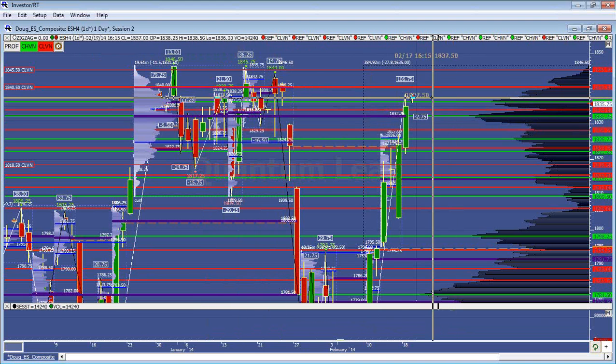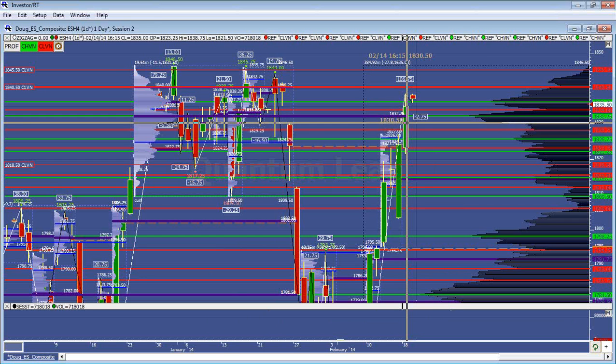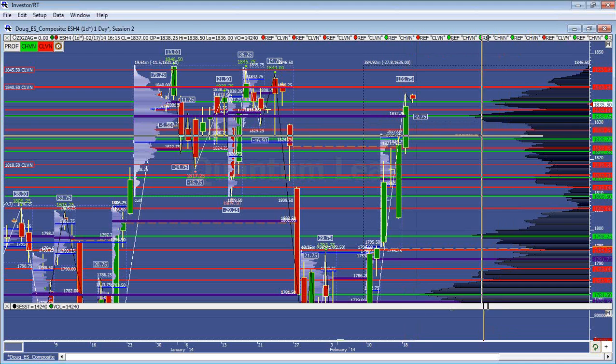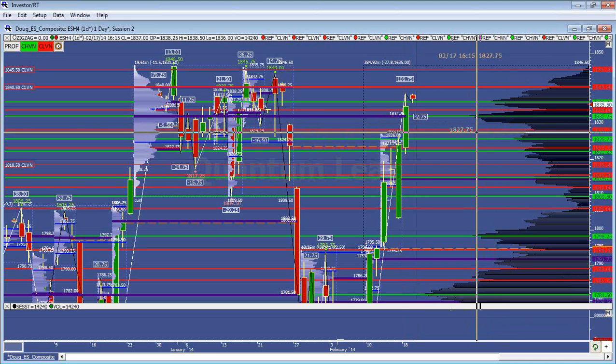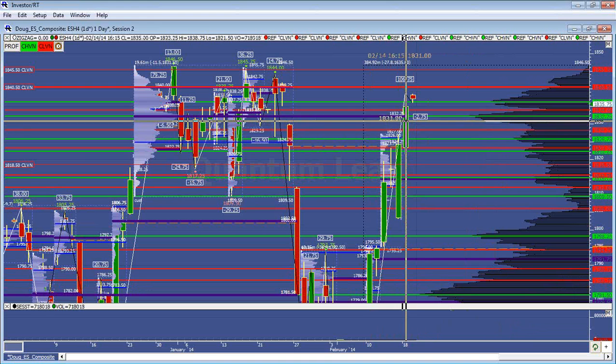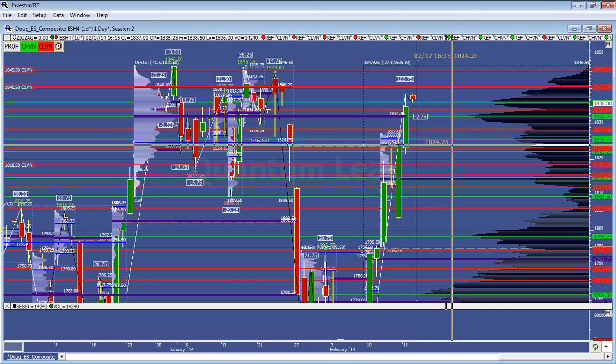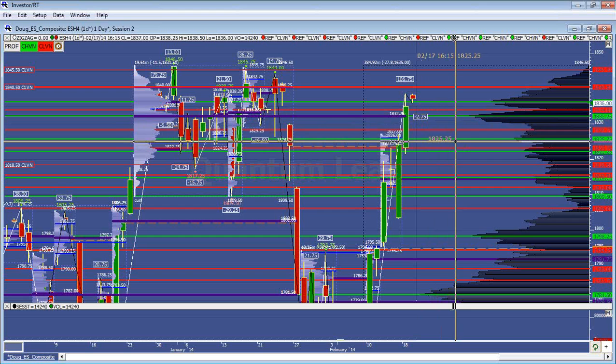So we could retrace. A 50% retrace of this candle right here will bring us down to 1830 area, or more specifically this 1828.25. But we've had this big move up, so it wouldn't surprise me if we come down a little bit deeper. And I'm really watching this 1824.75 value area low.